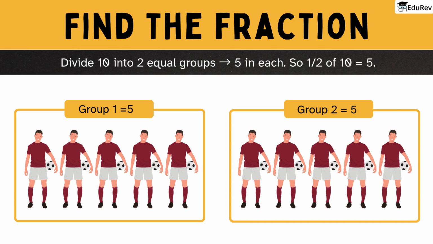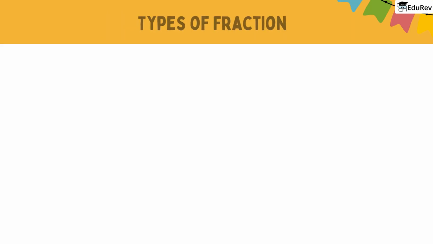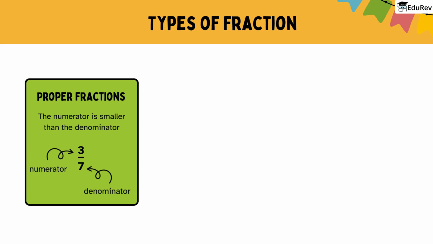Now that we've seen fractions of shapes and collections, let's look at different kinds of fractions we can have. When the numerator is smaller than the denominator, it's a proper fraction. Example, 3/7. These are always less than 1.